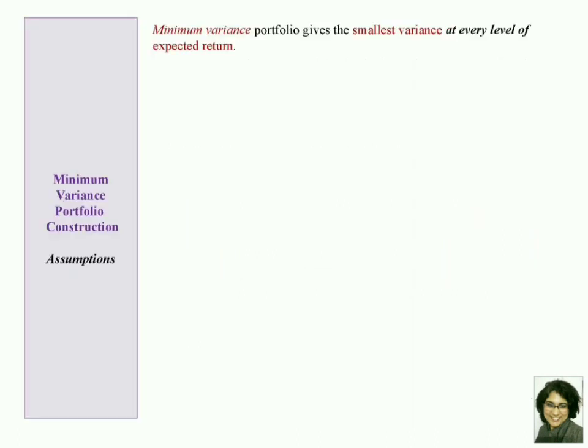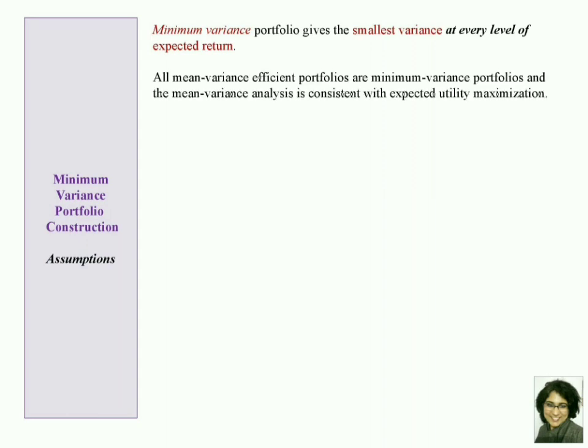Now, what is the minimum variance portfolio? The minimum variance portfolio gives the smallest variance at every level of expected return. So, as is obvious, all mean variance efficient portfolios are minimum variance portfolios. The mean variance analysis is consistent with the expected utility maximization. In general, all the minimum variance portfolios are included in the optimal set.